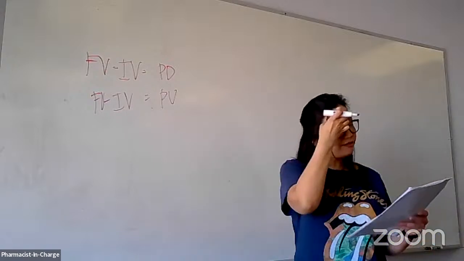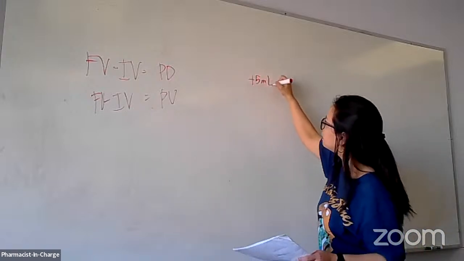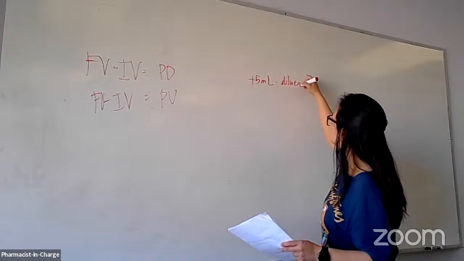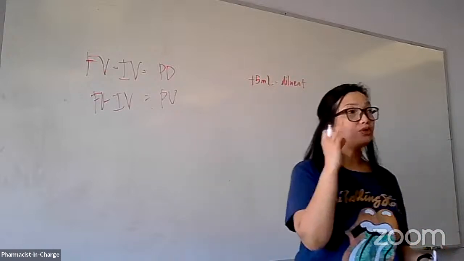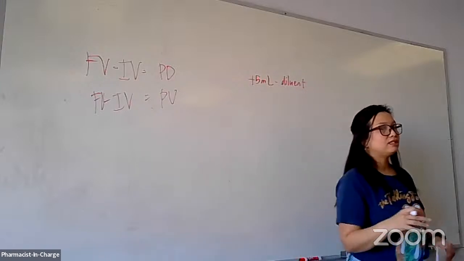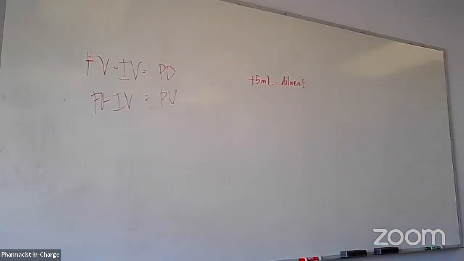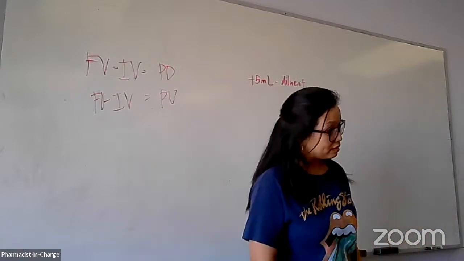Okay. If 5 ml of diluent is added, I'm going to put here plus 5 ml and I'll put diluent. Okay. Remember, solute, solvent, solution. What's the diluent? Usually, the diluent is water. And what does diluent mean? The substance used to dissolve a powder, usually. You follow? Diluent is the substance used to dissolve, usually a powder. And usually our diluent is water.